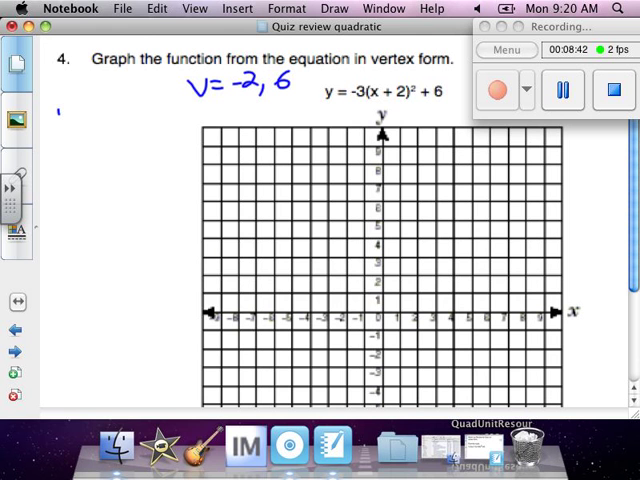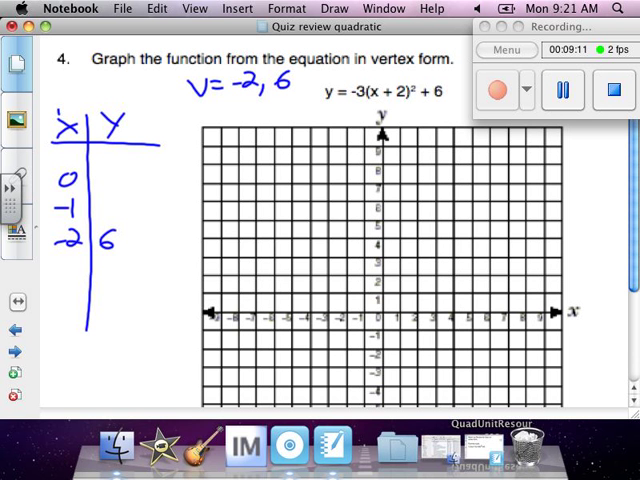All right. So what do you think is the easiest way to graph this? What are we going to make? Table. How does the vertex help us make a table? It kind of starts us off. We need at least 2 points on either side. So I'm going to choose -2. I've got -2 as the vertex, so I'm going to choose -1 and 0. And all you're going to do is plug those numbers into the equation.